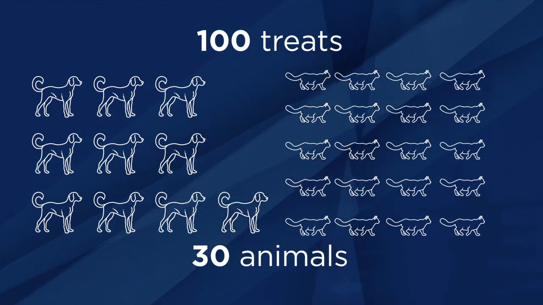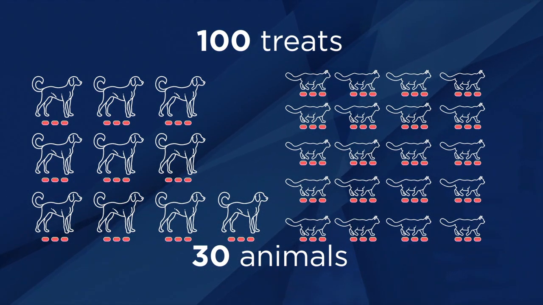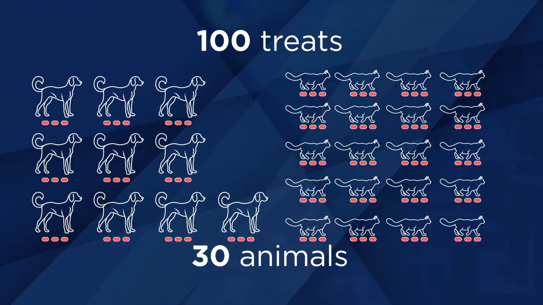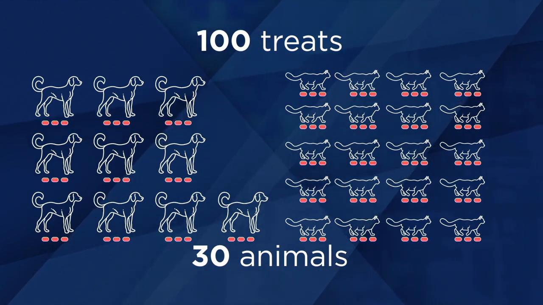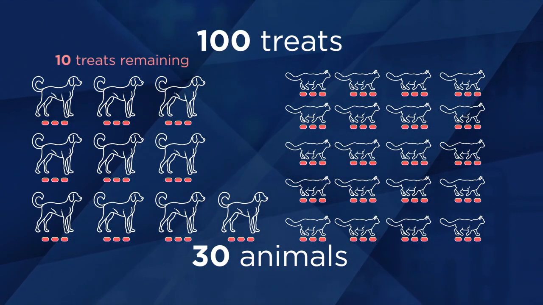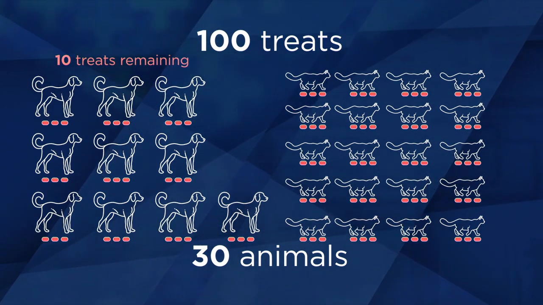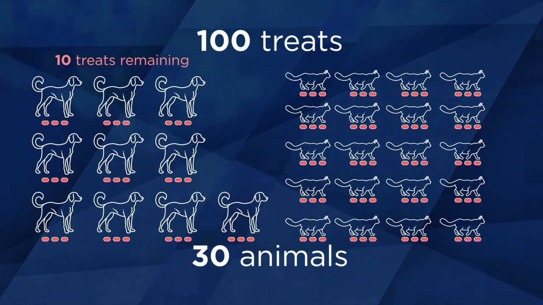Start by giving all the animals 3 treats. Since there are 30 animals, that accounts for 90 treats. But each dog has 1 more treat coming to him. And since there are exactly 10 treats remaining, that means there are 10 dogs and 20 cats. The same answer we got before. Very clever, and no algebra required.